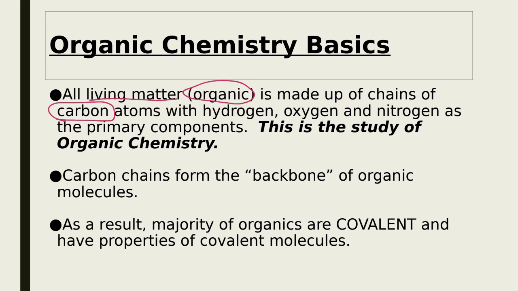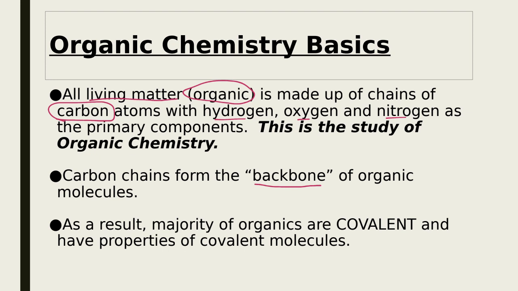So our study of organic chemistry is going to look at carbon-based atoms that contain some hydrogen, lots of hydrogen actually, some oxygen, some nitrogen as the primary components of these molecules. Carbon chains form what we call the backbone of organic molecules. All organic molecules will have either one carbon in their backbone, or two or three or four, and these carbons will be linked together. They'll be bonded together either in chains or in branches, in ring structures. There's a variety of different ways that they can bond.